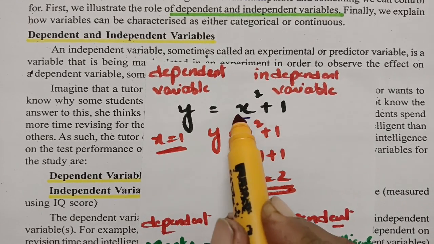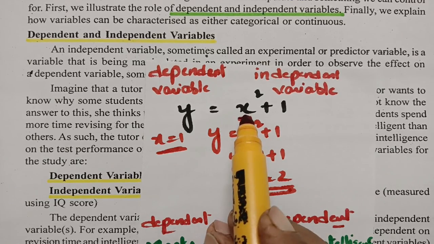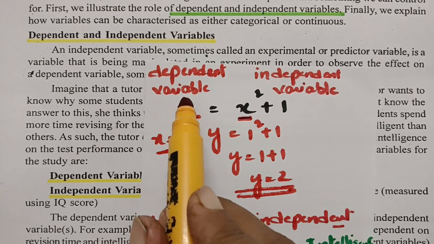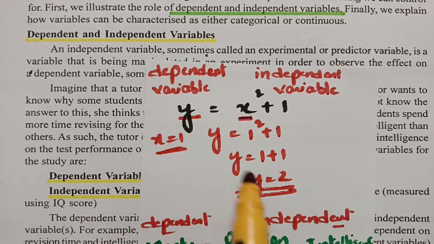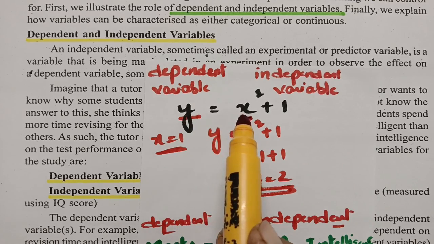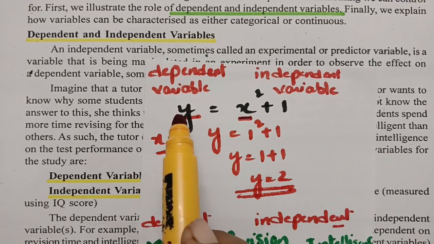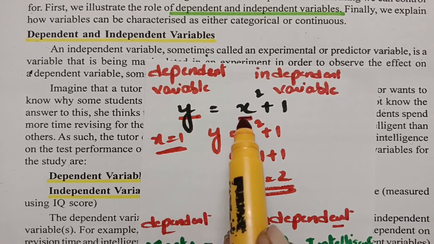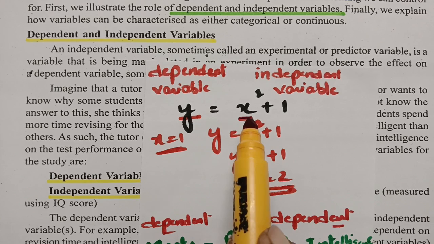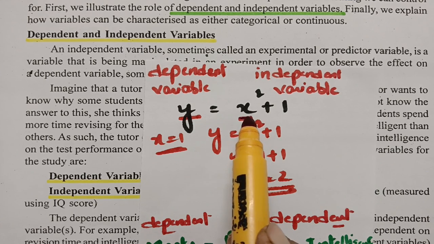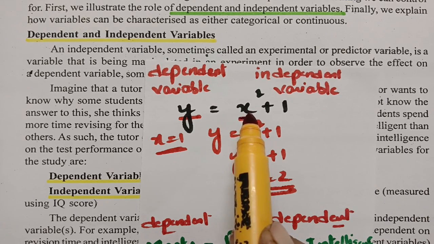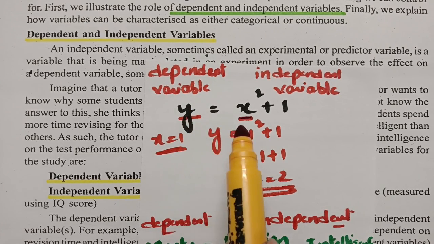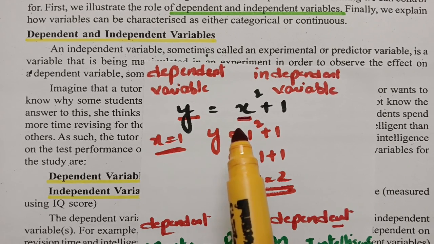So x is an independent variable, and y is dependent on x, and therefore y is a dependent variable. According to the mathematical notation, there are two variables here, x and y. So y is dependent on the value of x, and therefore y is the dependent variable and x is independent. It is not dependent on any variable, and therefore it is an independent variable. So these are the differences between the dependent and the independent variables.